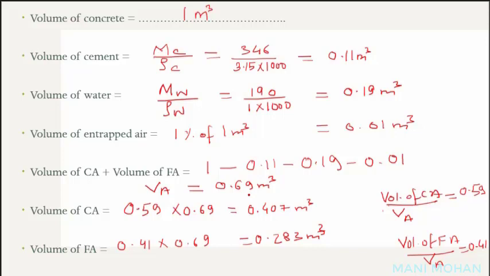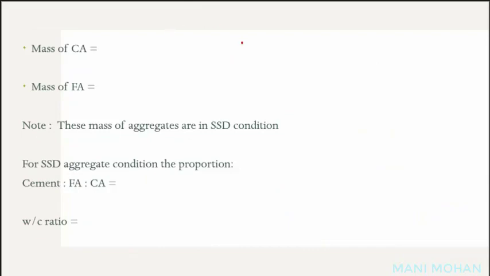Now you can also test this. If I add total volume of aggregate plus volume of entrapped air plus volume of water plus volume of cement, you are going to get the total volume of concrete as 1 meter cube. Now let us compute the mass of coarse aggregate.